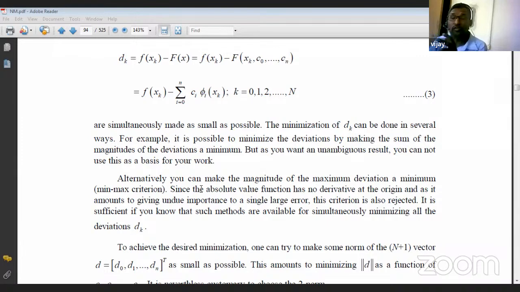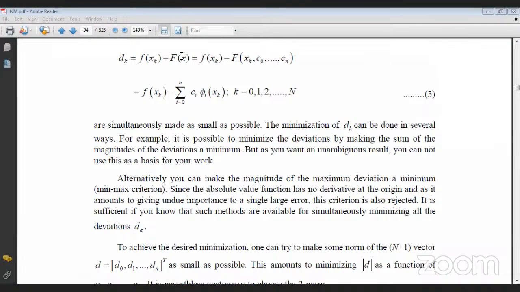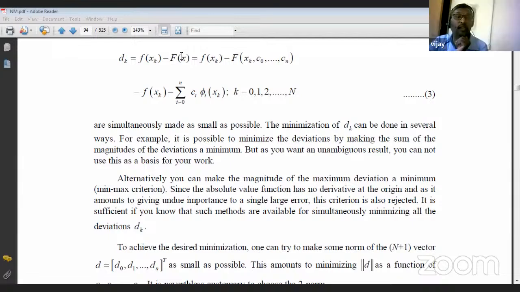So alternatively, you can make the magnitude of the maximum deviation a minimum. So there is the minimax criterion, where we take the maximum magnitude of the deviation to be minimum. This involves the absolute value of the function, which has no derivative at the origin, and so giving importance to a single origin.